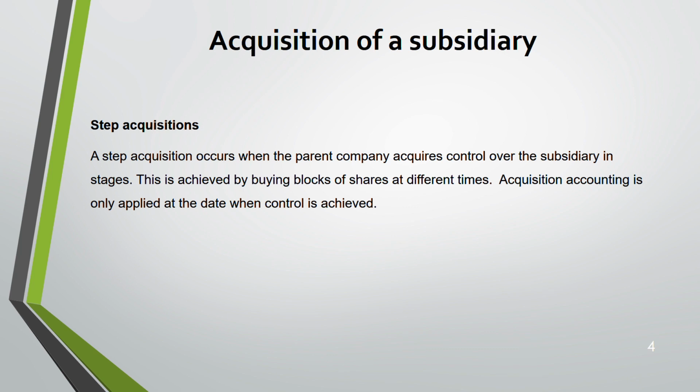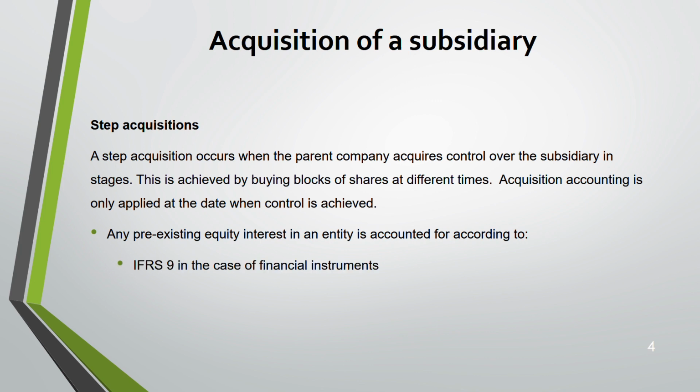Okay. So now, remember, you only have to consolidate when you have acquired the control. That means when you have bought more than 50%. Otherwise, you don't. So in this case, when it's a step acquisition, how do you deal with it? Any pre-existing equity interest in an entity is accounted for. When you go for a step acquisition the next time, whatever was there the first time that you acquired, now you need to value it at fair value. So this is how you account for it.